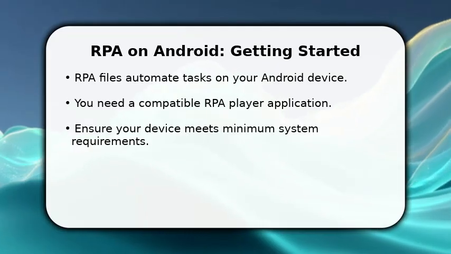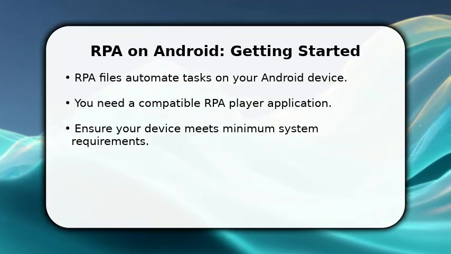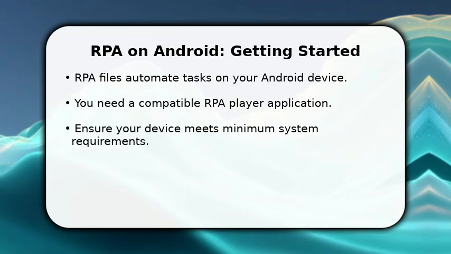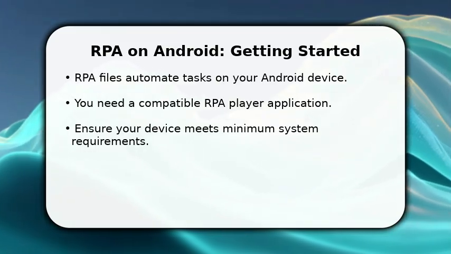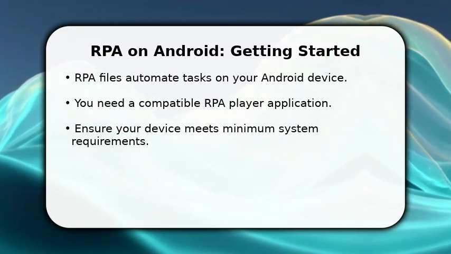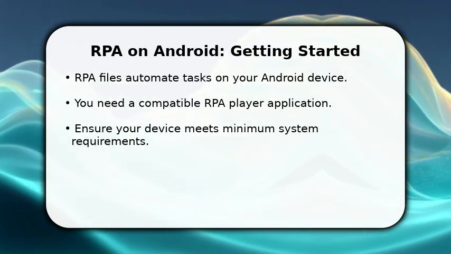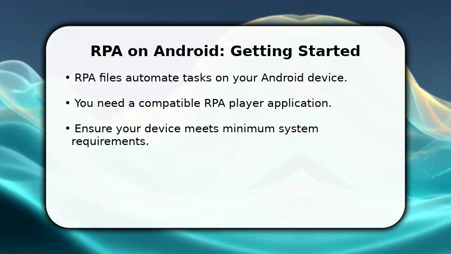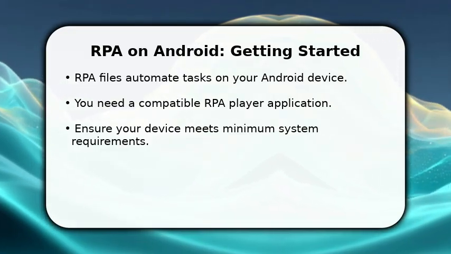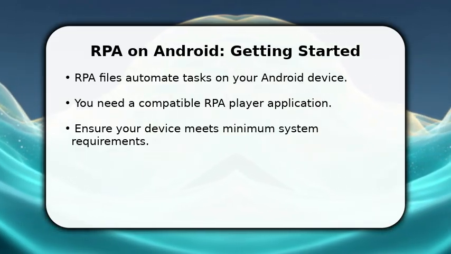In this video, I will explain how to use RPA files on Android. First, understand that RPA, or Robotic Process Automation, helps automate repetitive tasks directly on your mobile device. To begin, you'll need to download a suitable RPA player app from your App Store. Make sure your Android version is compatible with the chosen application for optimal performance and stability. This setup is crucial for smooth operation.